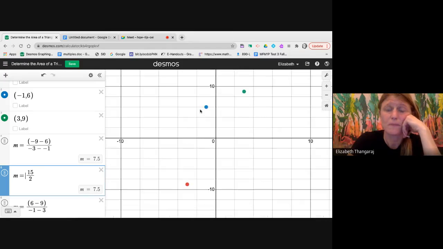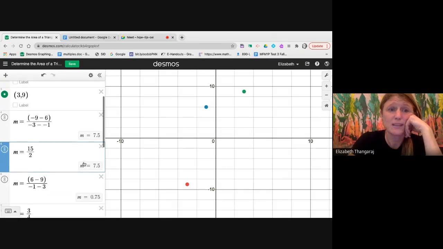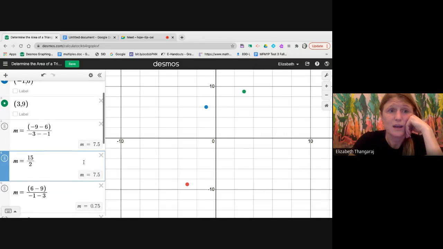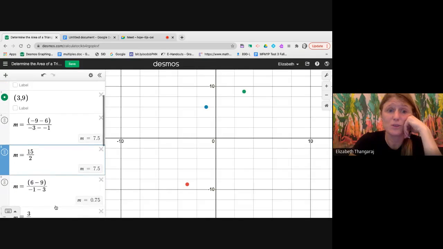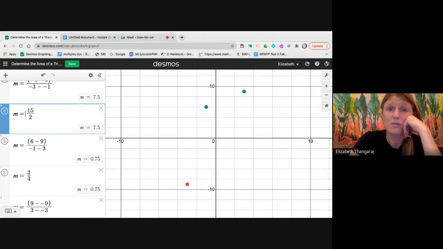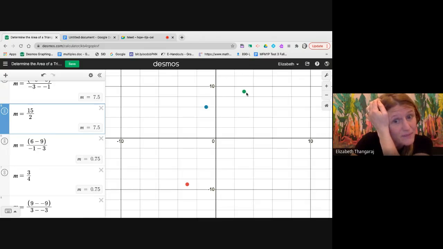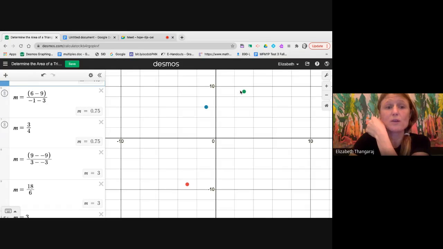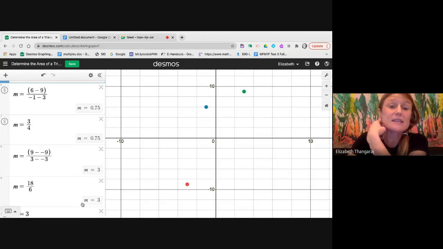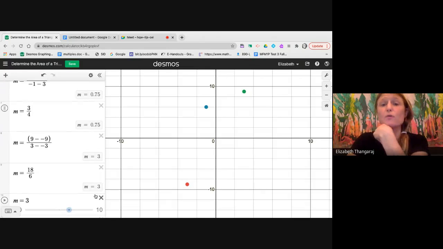Oops. Zoom out. The next slope I'm going to find is between the blue and the green. And the slope between the blue and the green, if I do the slope calculation, is going to be 3/4, up 3 and across 4. And then lastly, I'm going to find the slope between the red and the green. And when I do that, I get 18/6, and that means the slope is 3 or 3/1.